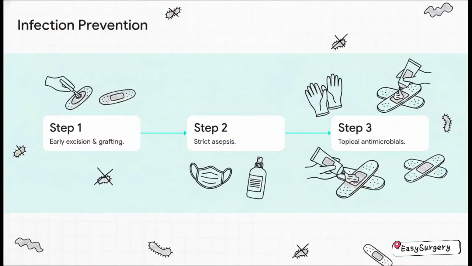So how do we stop this from happening? The definitive sequence to prevent burn infections really comes down to 3 steps. Step 1, and I literally cannot emphasize this enough, is early excision and grafting. It is hands down the absolute most effective way to reduce infection. You go in, surgically remove the dead tissue, and get a graft on it right away. That's followed by Step 2, which is maintaining strict asepsis, and Step 3, the diligent application of topical antimicrobials.